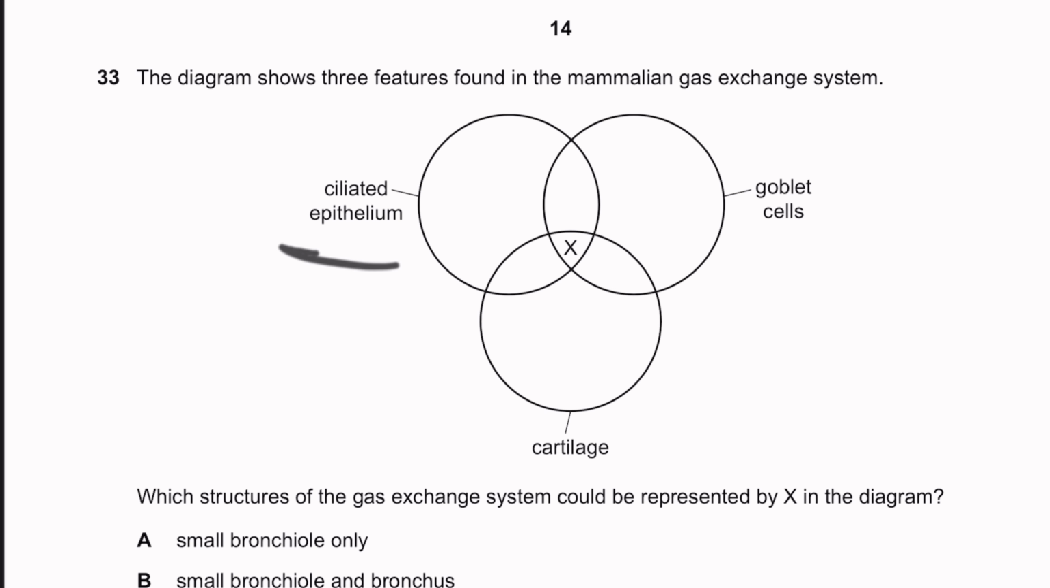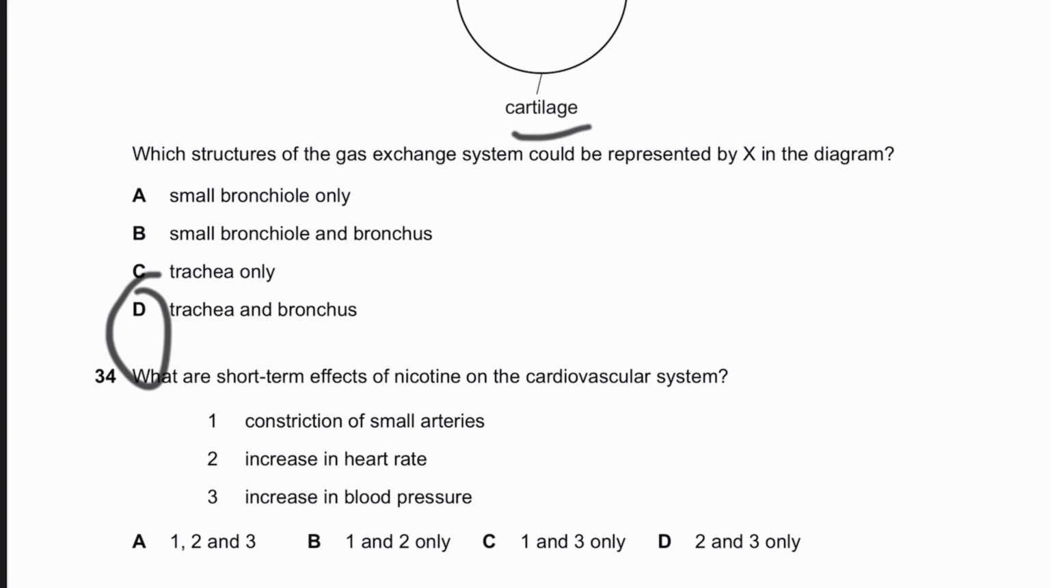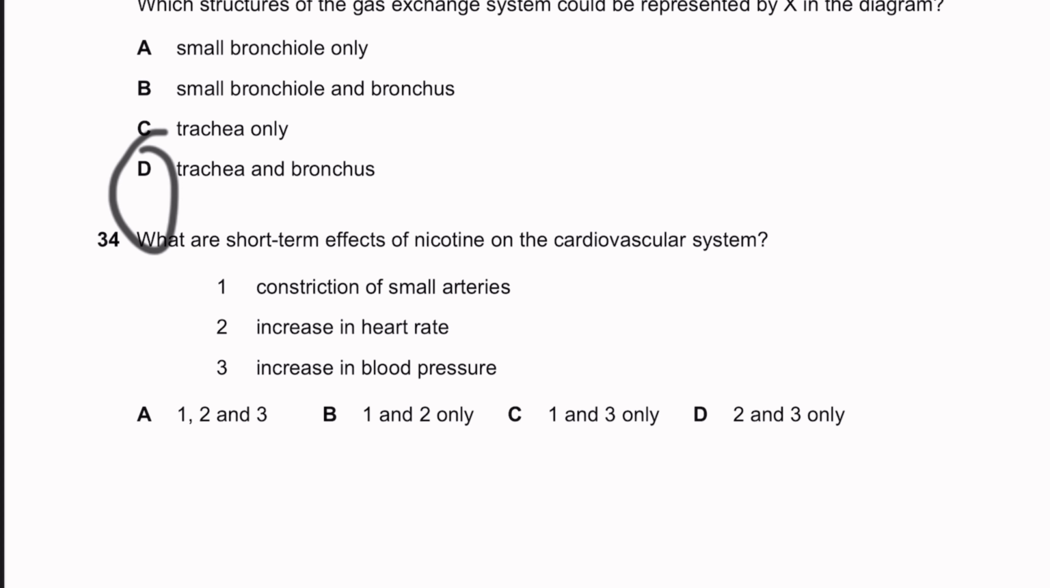Okay, so serrated epithelium, goblet cells, cartilage are all found inside the trachea and bronchus. Okay. What are short-term effects of nicotine on the cardiovascular system? This is not part of the syllabus anymore.